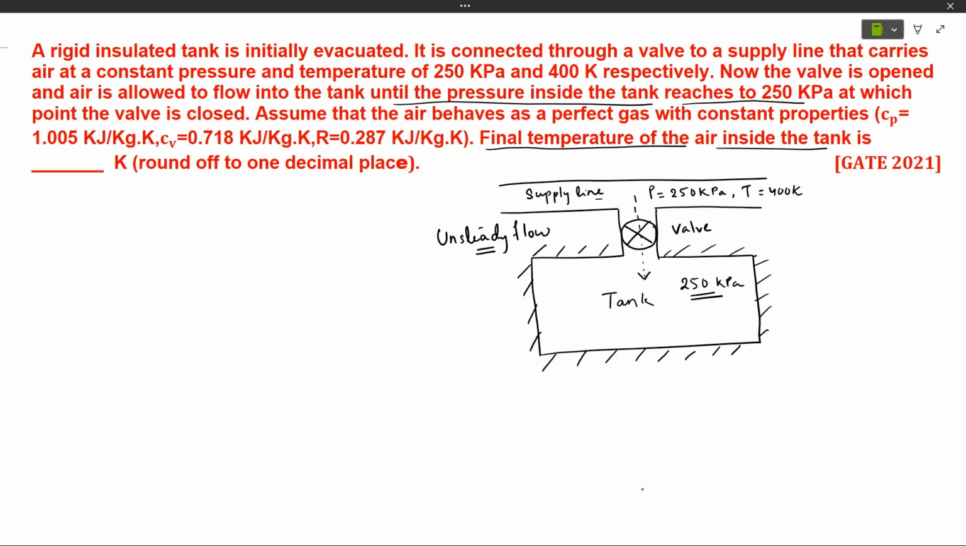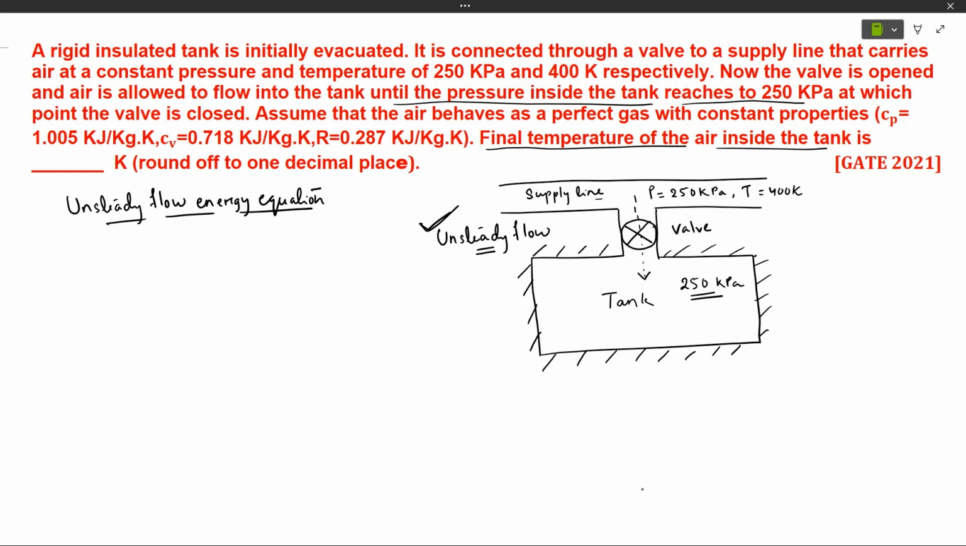So here we are going to use the unsteady flow energy equation to solve the given numerical. Now why do we consider this a case of unsteady flow? Because there is an accumulation of mass as well as energy within the tank.